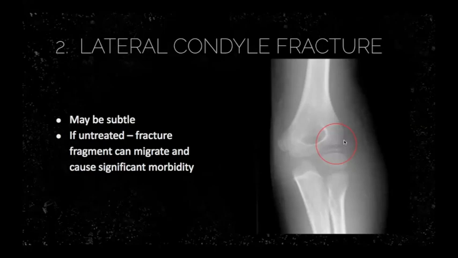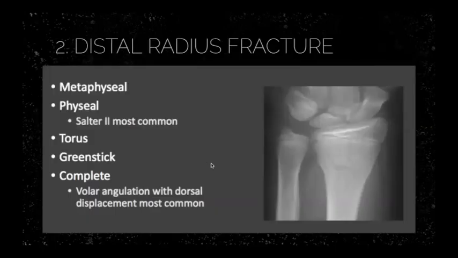Sometimes we can see a chip fracture here, but now we already know that lateral condyle fracture is one of the common types of fracture in children. Probably we want to scrutinize this region a little bit more, right? As you know, if this fracture is left untreated, the fracture fragment can migrate and cause significant morbidity.